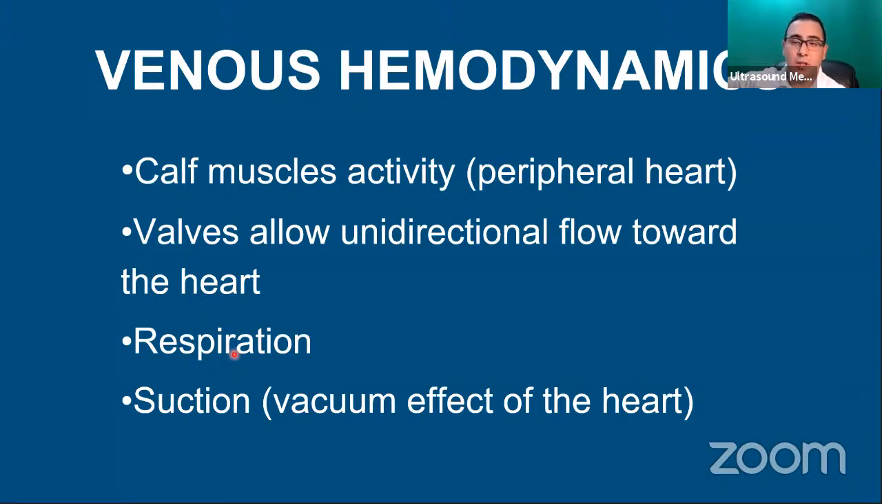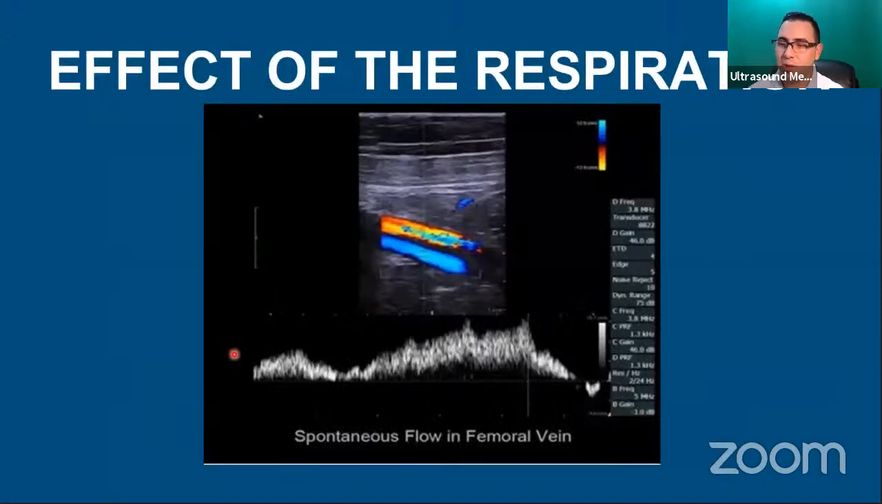And let me tell you something, it doesn't happen in all the veins. Veins closer to the heart are not going to have this phasicity. They're going to have more pulsatility. But the peripheral veins have the phasicity, something like this right here. So it goes up and down, right? They have spontaneous flow and phasicity. So you know that they have augmentation with distal compression, and they have augmentation with proximal release as well.